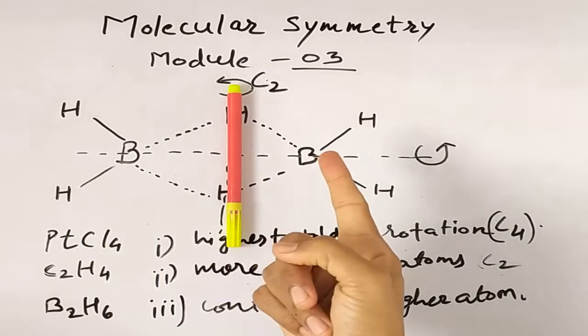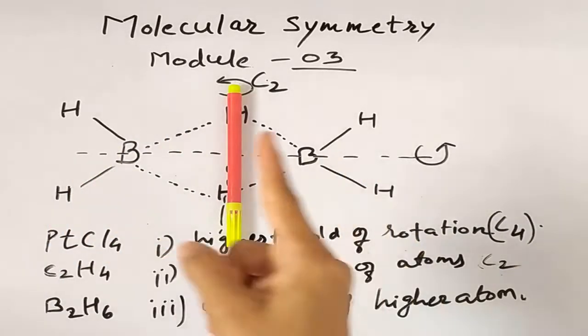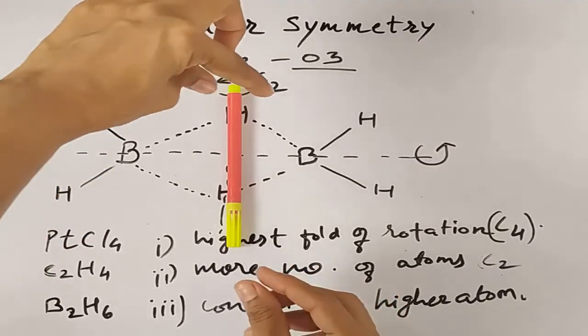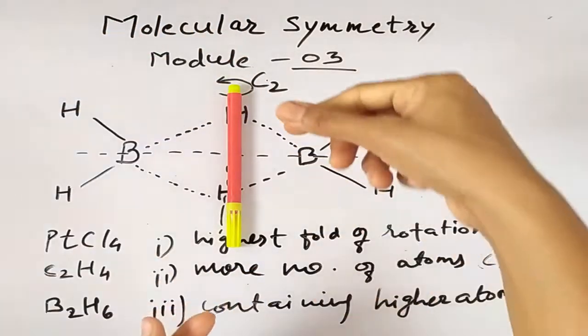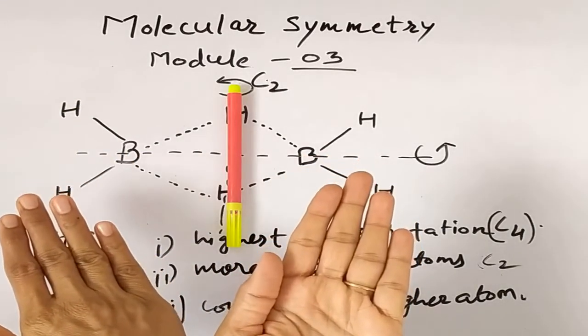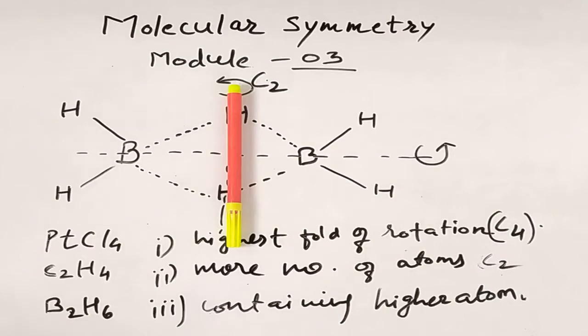This boron will get reflected over this boron. This hydrogen will get reflected over this, and this hydrogen over this. That means after rotating the molecule along this line, the molecule will get converted like this. After all, you are getting the same image. So we can say that a C2 axis can be passed from here.